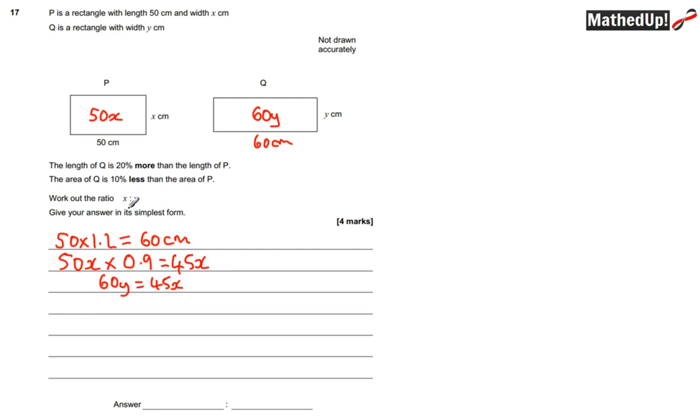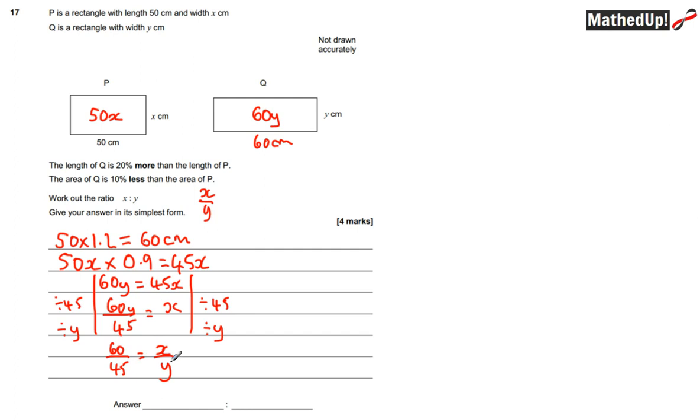Okay, now because I want to write this down as a ratio of x to y, then I want to get this in the form of x divided by y. Okay, so in order to achieve that, I'm going to start by dividing both sides by 45. So divide by 45, divide by 45, and that's going to give me 60y divided by 45 is equal to x. I'm now going to divide both sides by y, and that tells me that 60 divided by 45 is equal to x divided by y.